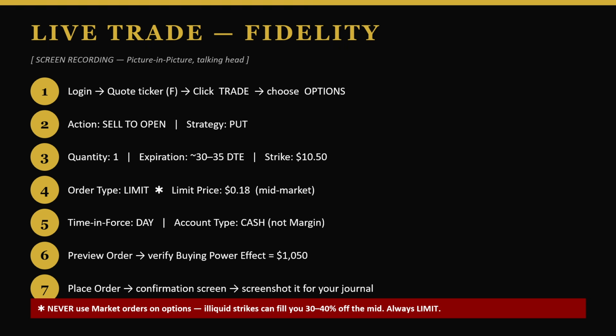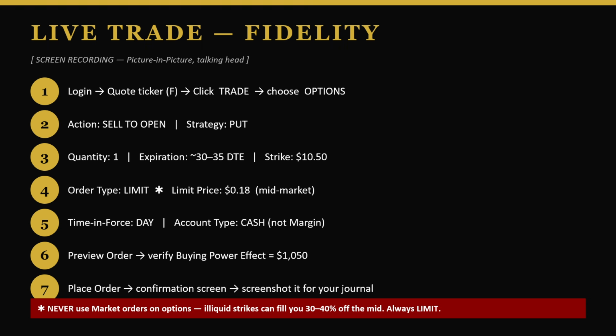So the quantity is always going to be one. We're going to be looking for an expiration date between 30 to 35, and we're looking for a strike price. I think our strike price, I got 10.50 here, but we'll be looking around $16. We're always looking at an order type is going to be a limit, right? We're looking at a price, or at this one it's going to be 32.